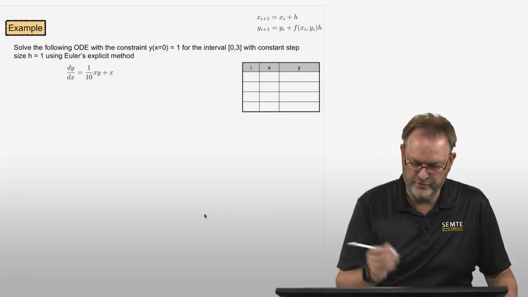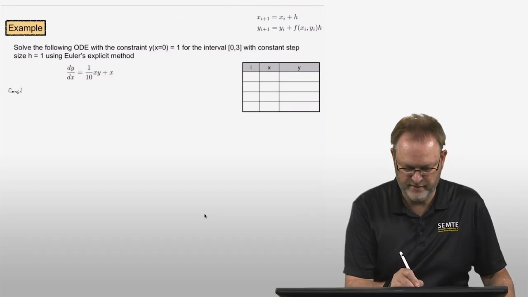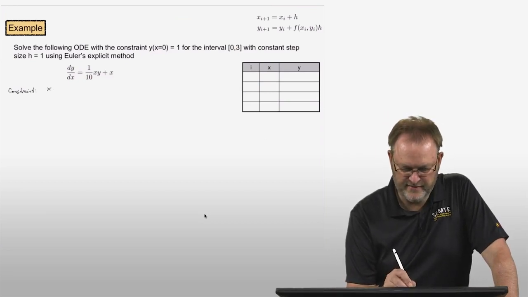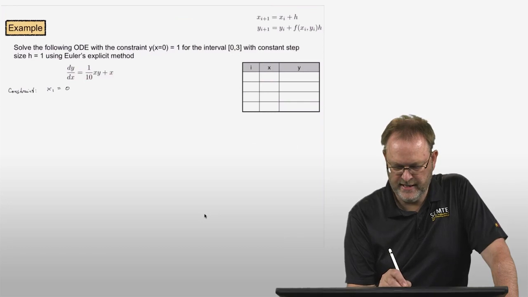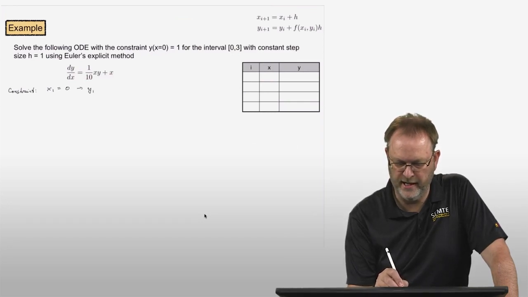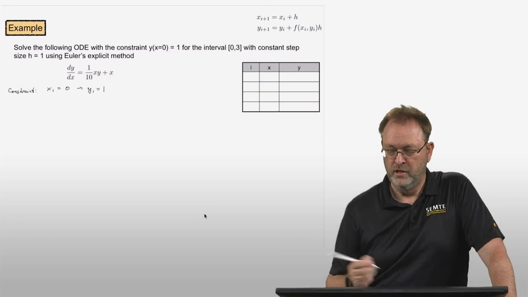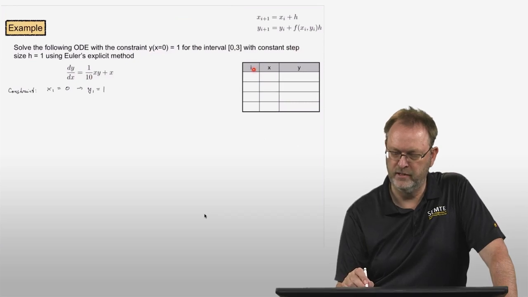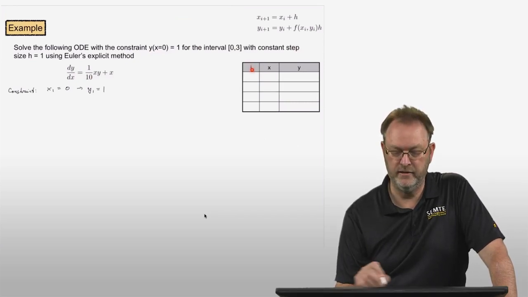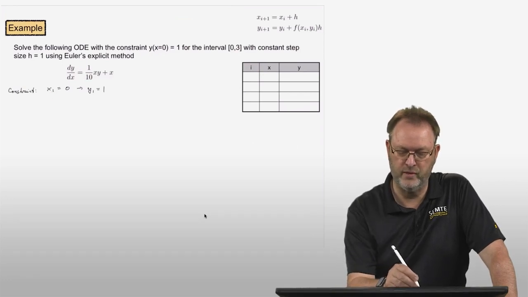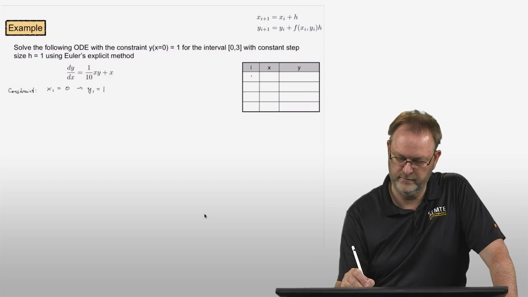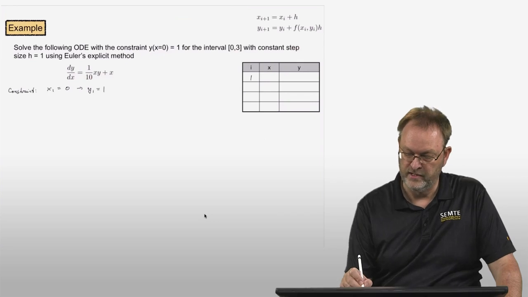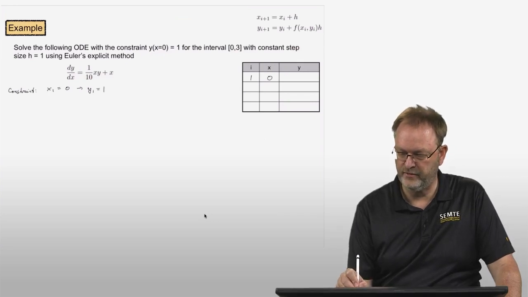Okay, so let's start with the constraint that the problem tells me. The constraint was that x1, my first x value, is equal to 0. And my y value there, y1, is equal to 1. So let me make a table over here where I'm just writing in the first column the sub-index value for i. The first value here is at i equal to 1. Put a 1 in here. And I'm just going to write now the x values and the y values for i equal to 1. So the x value is 0 and the y value is 1.